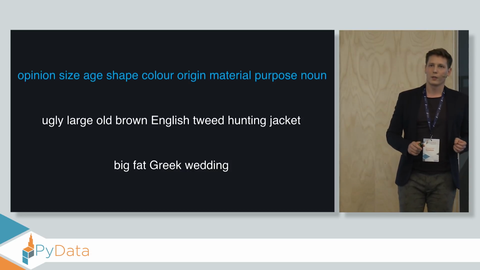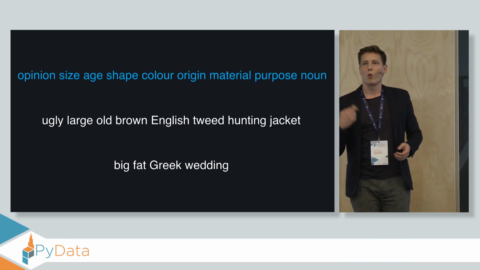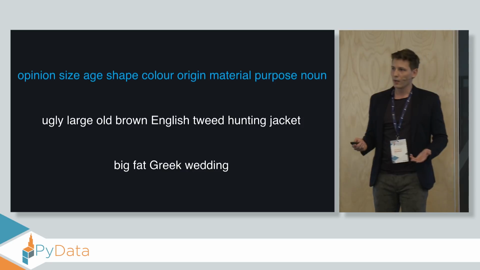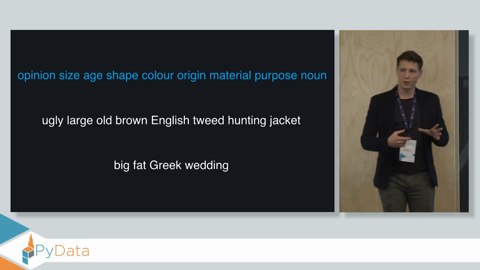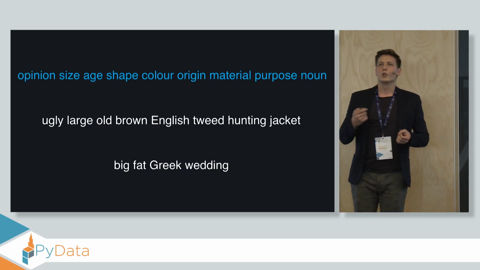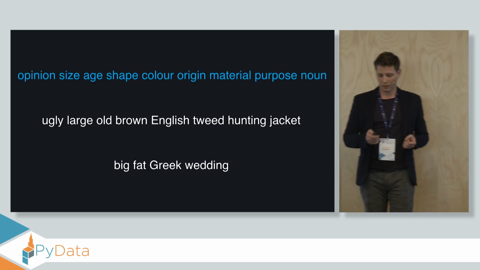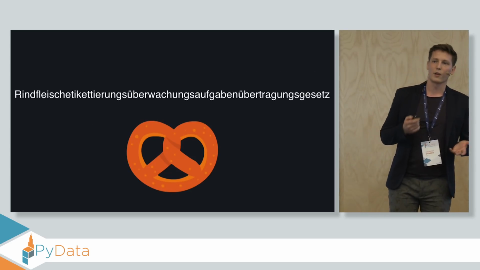So you can have an ugly, large, old brown English tweed hunting jacket somewhere in your wardrobe, or organize a big, fat Greek wedding. But if you use any other permutation, to a native speaker, you're gonna sound a bit like this famous little green Jedi Master. Now, some languages are harder than others.